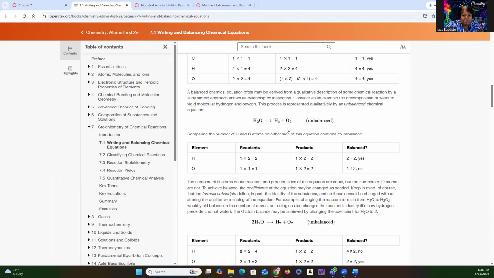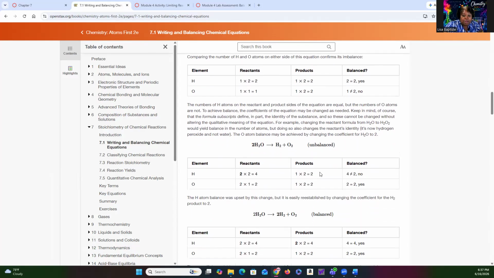You're only going to add coefficients, so those are numbers in front. And so our oxygen is what's not balanced. So there's 2 on the product side, but there's only 1 on the reactant side. So we're going to add a coefficient of 2 in front of H2O. We can never split a compound to add a coefficient. We always add it at the beginning.